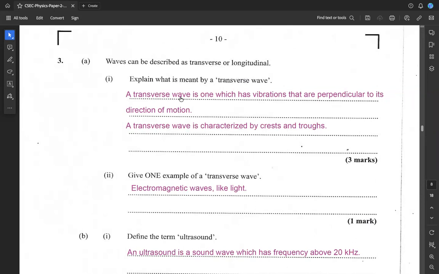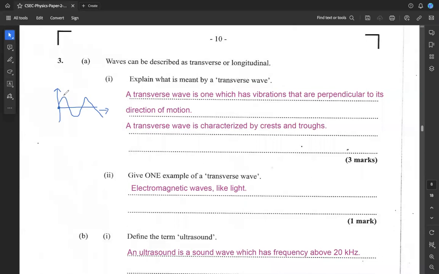Now, a transverse wave is one which has vibrations that are perpendicular to its direction of motion, right? And a transverse wave is characterized by crests and troughs, right? So if I were to do a quick sketch of that, just for completeness here, we have our rest position here. This is the direction of motion of the wave, right? And with transverse waves would be up and down, up and down. So that's how the vibrations are, right? So the vibrations are like up and down from this rest position.